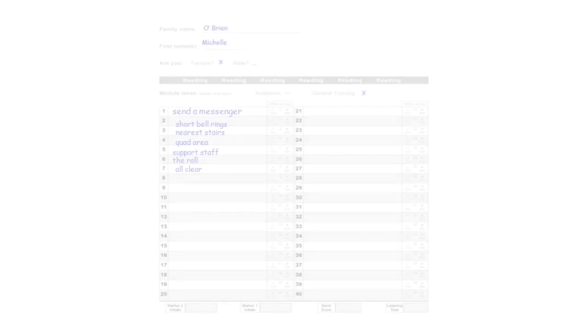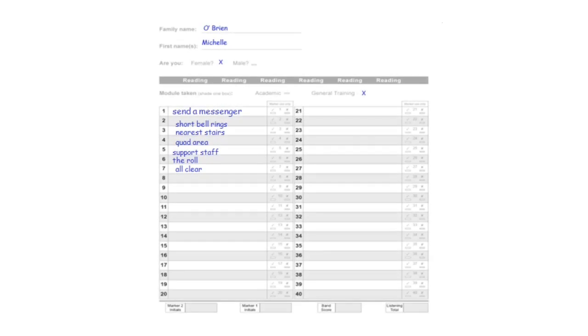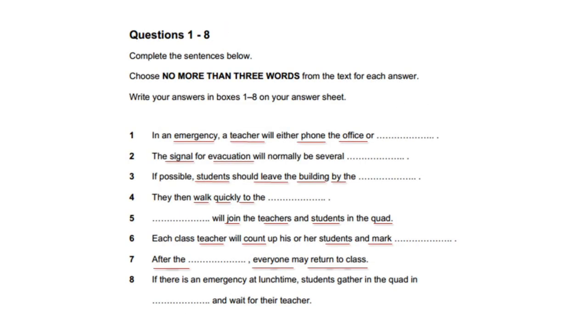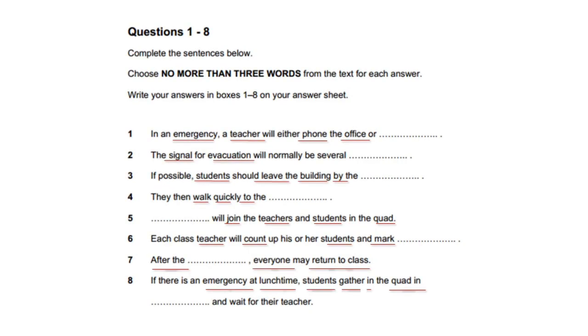So on your answer sheet, write all clear for the 7th answer, then return to the question paper and look at question 8. For question 8, you need to complete the following sentence. If there is an emergency at lunchtime, students gather in the quad in something and wait for their teacher. First, underline any keywords. I would underline emergency, lunchtime, students gather in quad in. Then go back up to the text and scan the text for the answer.